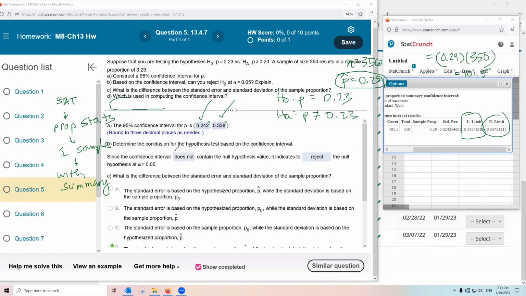Now it says come up with a conclusion for the hypothesis test, but using this confidence interval. Well, we just came up with a statement that we're 95% confident that the population proportion is in this interval of 0.242 to 0.338. But we're trying to test the null hypothesis that says p equals 0.23. You notice p equals 0.23 is not contained in this interval.